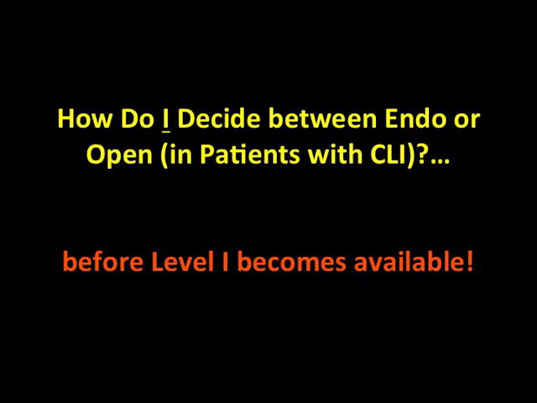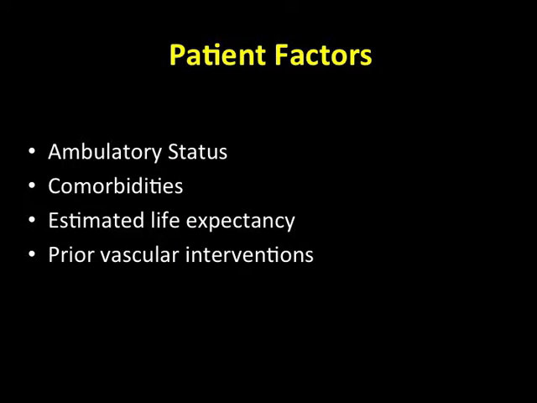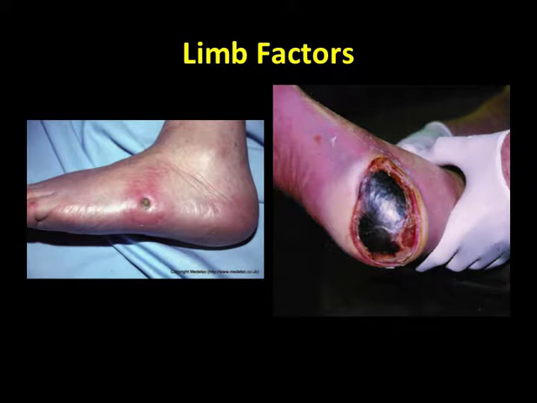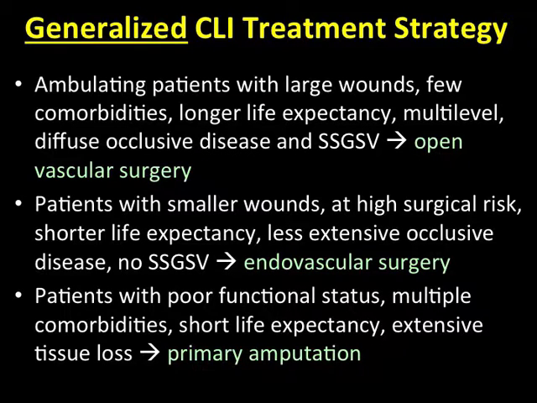Now, how do I decide between endo and open in patients with CLI before this valuable level 1 evidence becomes available? Well, I think of the patient, the limb, and anatomy. For patients, I think of ambulatory status. Are they walking or are they not? Comorbidities, their estimated life expectancy, and whether or not they've had prior vascular interventions. For the limb, I consider how bad the tissue loss is. Is it a small wound or is it significant gangrene? And for anatomical factors, I consider extent of occlusive disease, lesion length, degree of calcification, whether or not there's a target present, and whether or not there's good vein present.